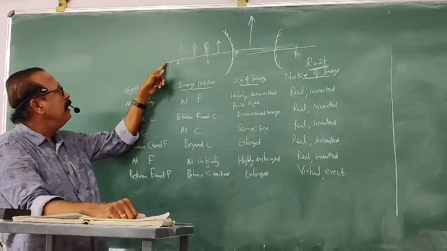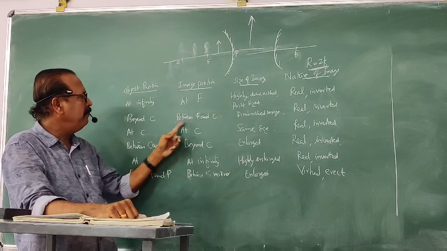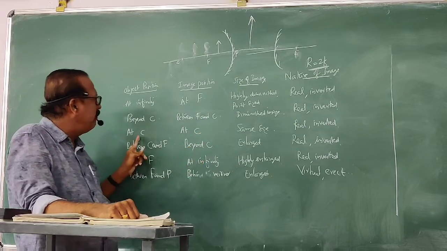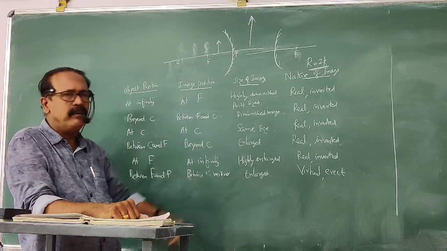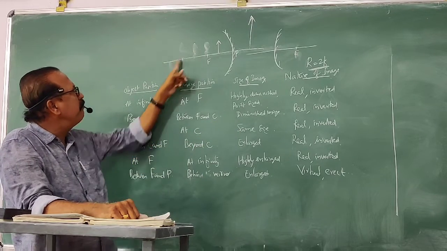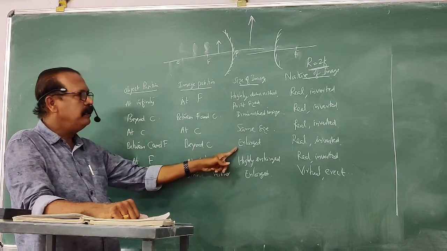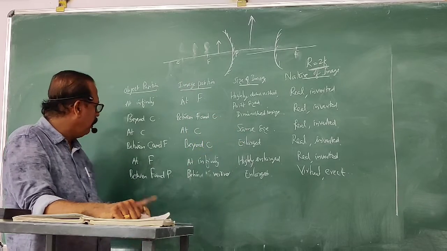Object beyond C, the image is between F and C. Diminished image, real and inverted. Object at C, the image is formed at C, same size, real and inverted. Object between C and F, the image is formed beyond C. Enlarged image, real and inverted.